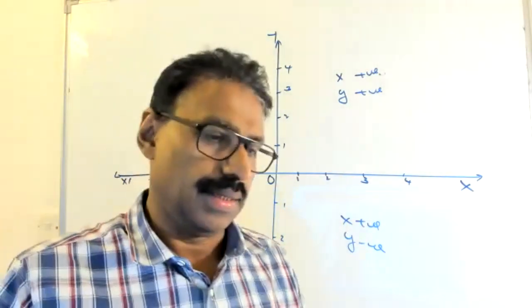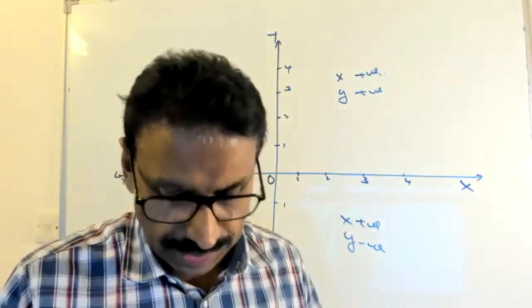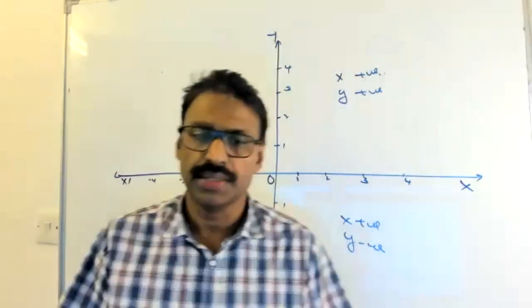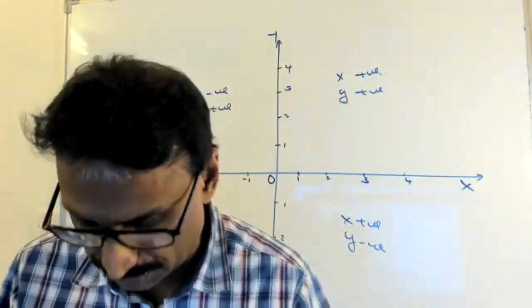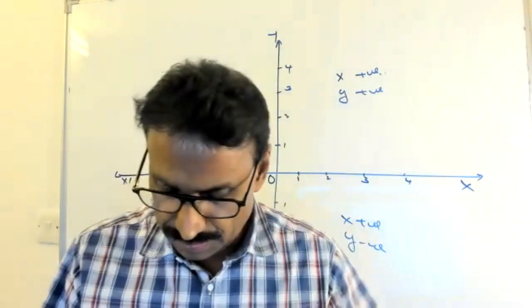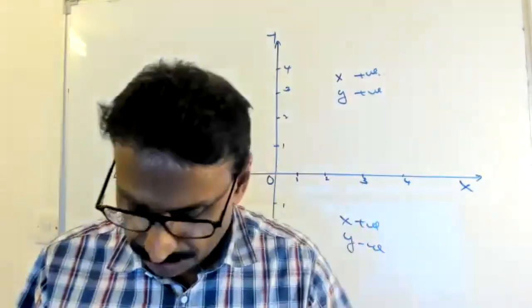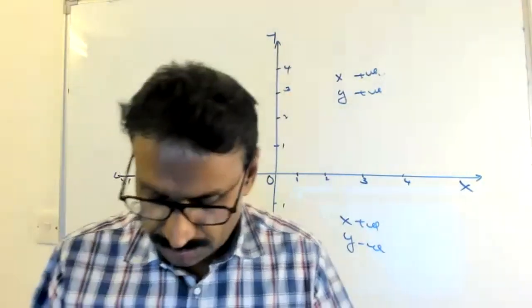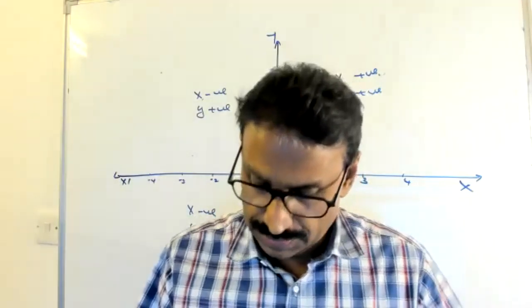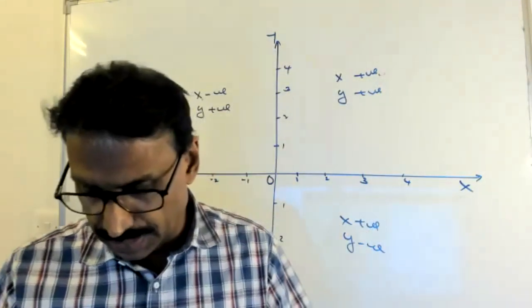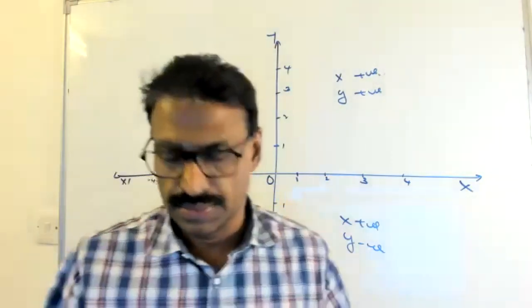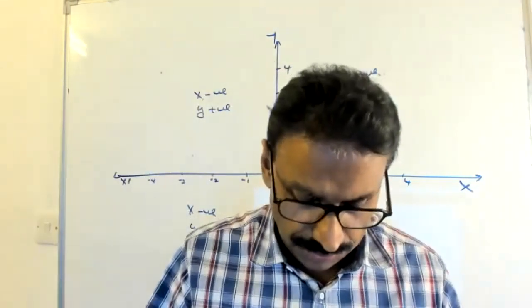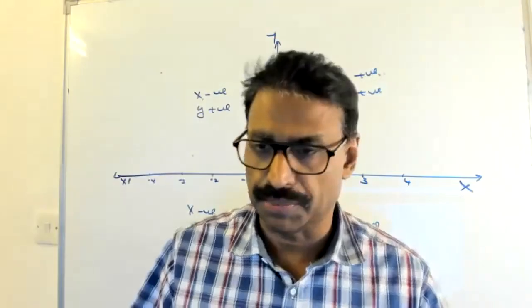Okay, then the x-axis and y-axis intersecting at a point, that point is called origin. Right, up to that.